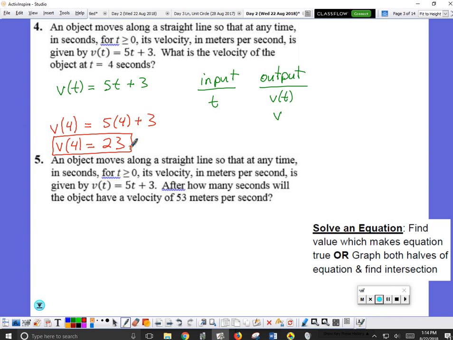So, 5 is asking the opposite now. Same formula, but instead of knowing the input, we know the output value. But we can still use that formula, substituting for an output to calculate the appropriate input. In this case, we've got to use a little bit of algebra to rearrange the equation. But we determine that when the time is 10, that would give us the velocity of 53.